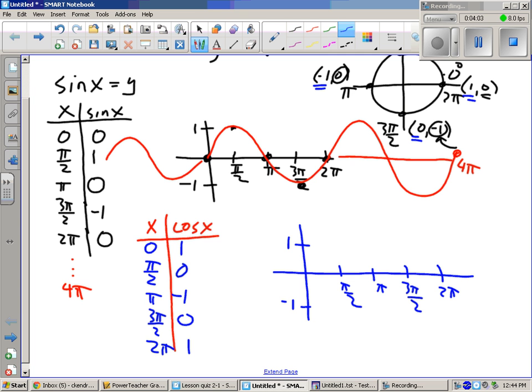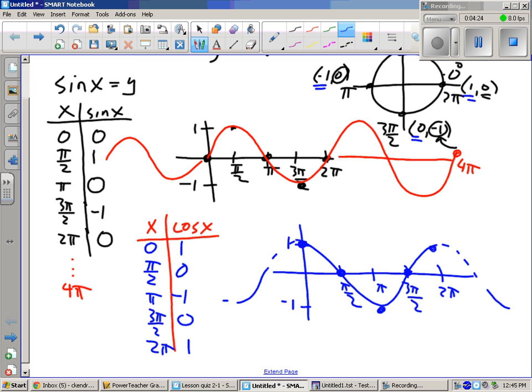So the first point is 0, 1. That would be here. Then pi over 2, 0 would be here. Then pi would be -1. 3 pi over 2 here and here. So I have another smooth curve. All right, again, I can go in this direction or I can go in this direction if I keep going, or if I go negative.